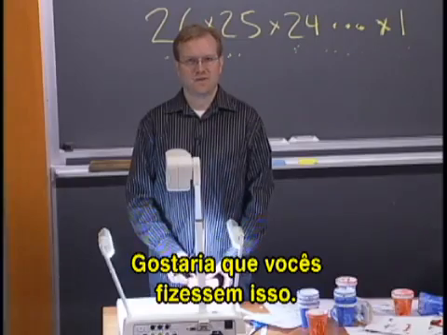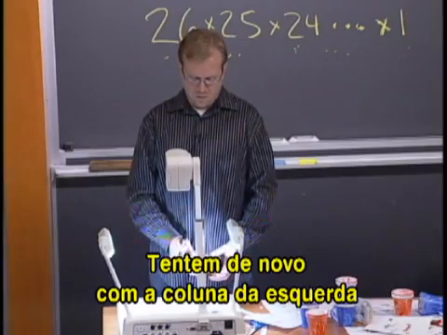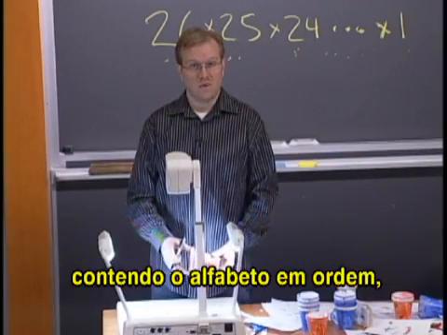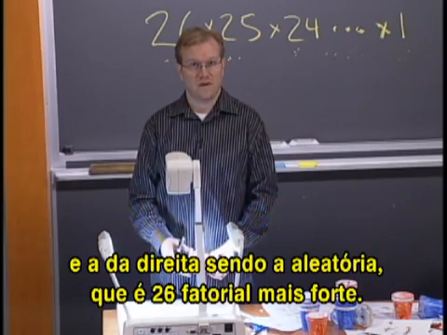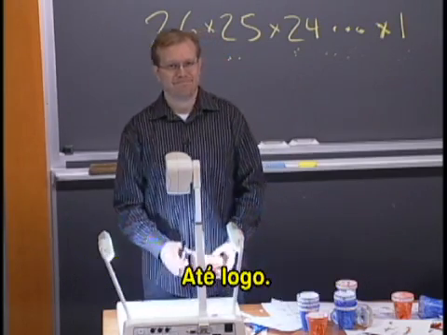So why don't you go ahead and do this. Try it again with the left-hand column being the alphabetically ordered column, and the right-hand column being the random one that's 26 factorial strong.